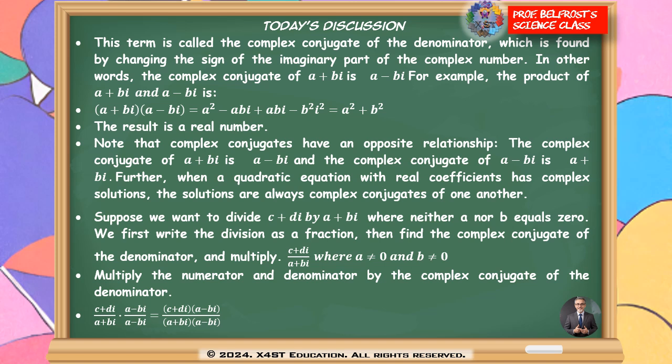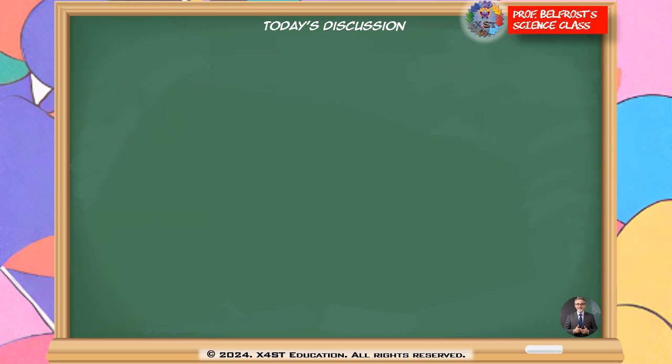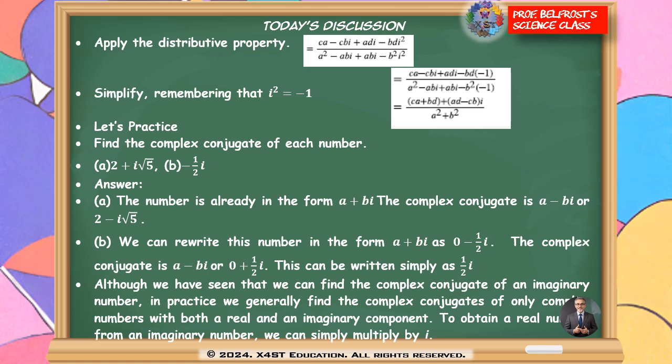So the formula of division of complex numbers is shown on the bottom side of the slide. I want you to pay attention by yourself. After all the steps we do to simplify it, it yields the last formula shown in the slide: (ac plus bd) plus (ad minus cb)i, divided by a squared plus b squared.